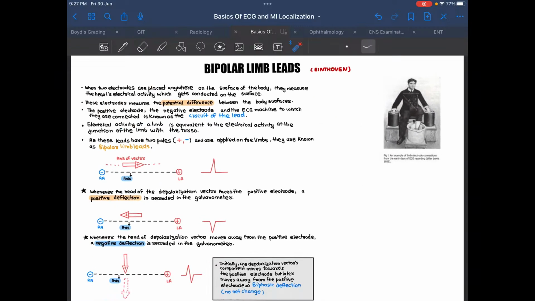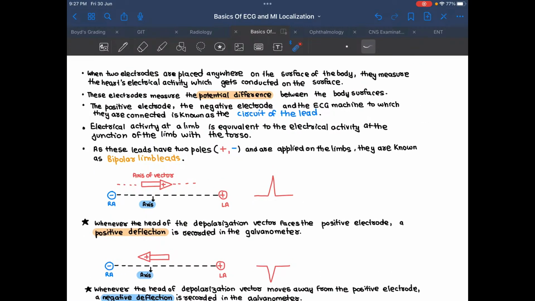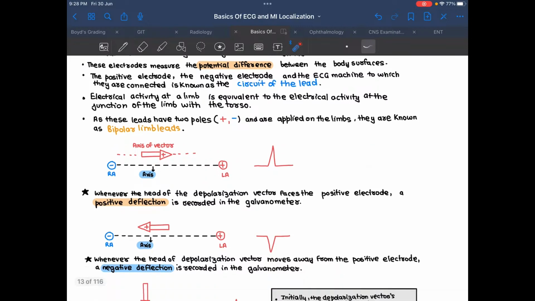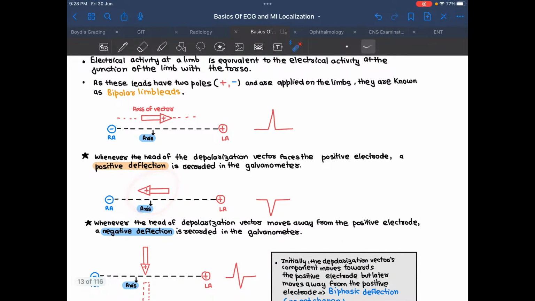So just remember guys, every limb lead has a negative electrode and a positive electrode. From negative to positive, this is known as the axis of your lead. If I draw a straight line from negative to positive, that's going to be the axis of the lead. If the depolarization vector is moving towards the positive electrode, it's going to have a positive deflection. If it is moving away from the positive electrode, it's going to have a negative deflection, right?